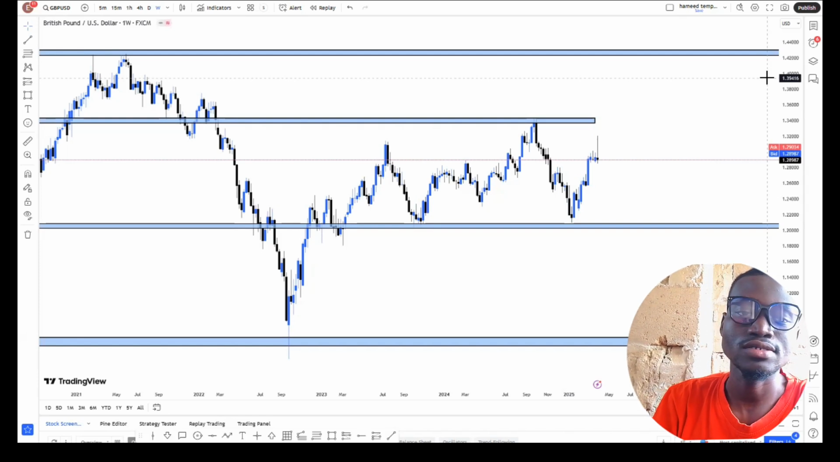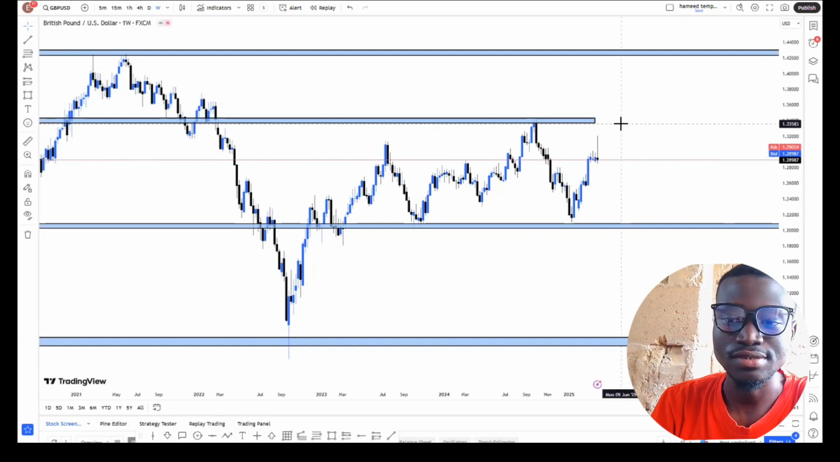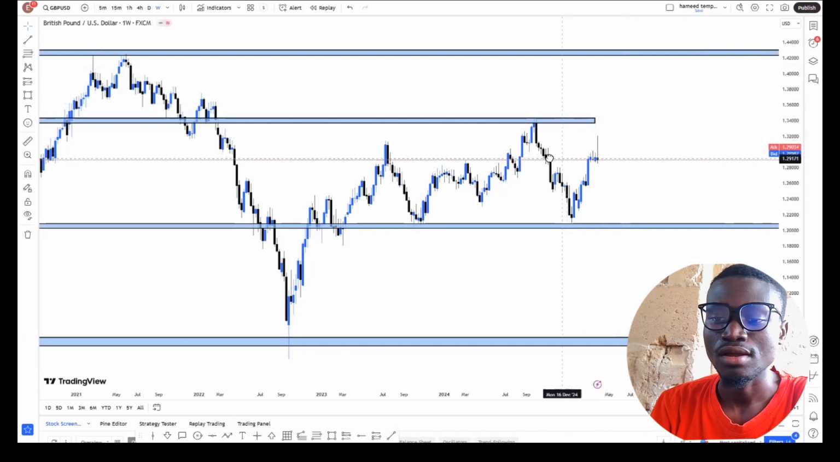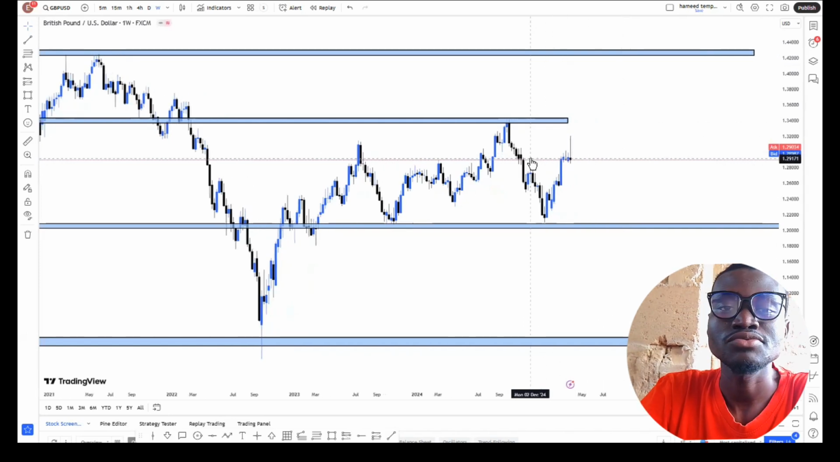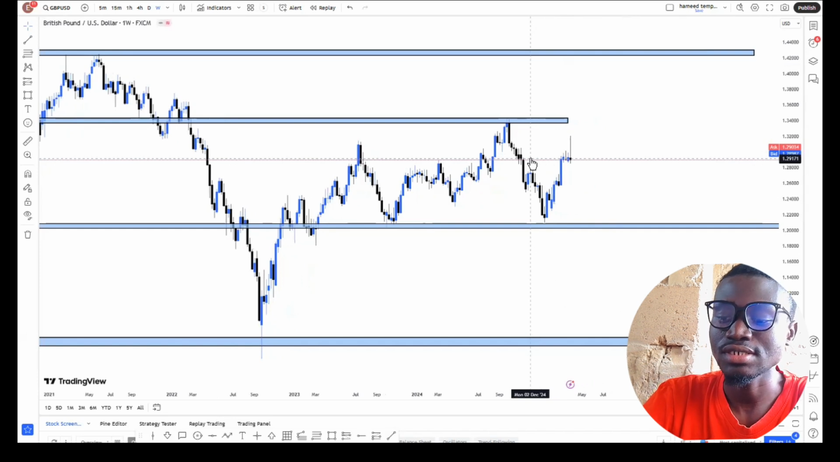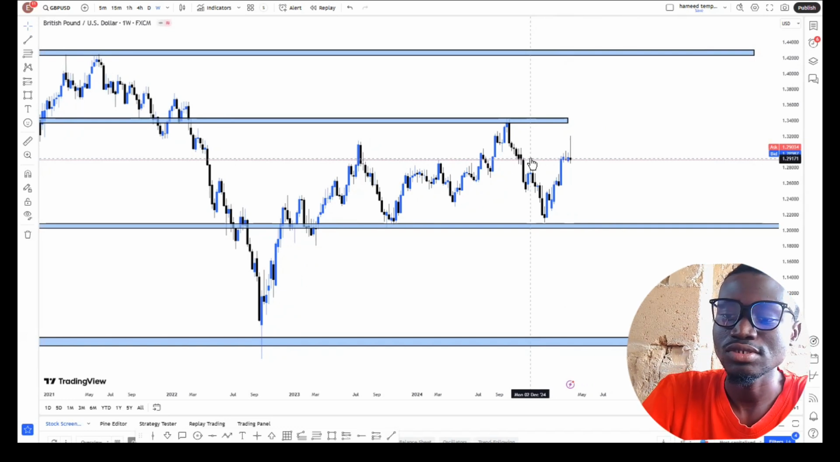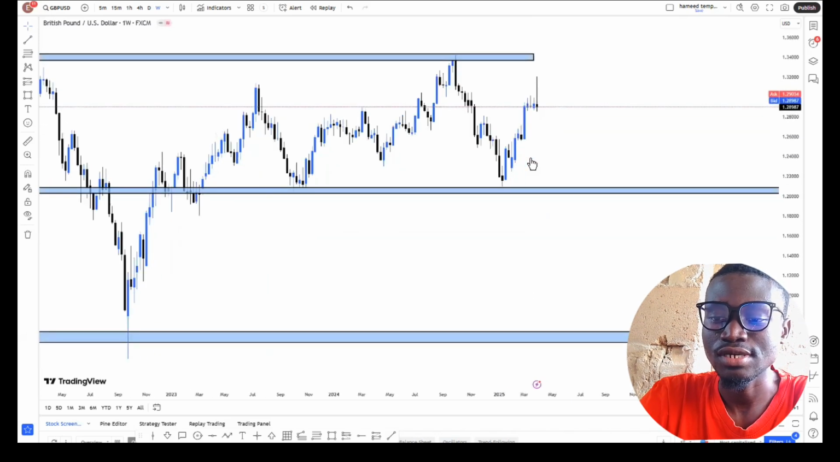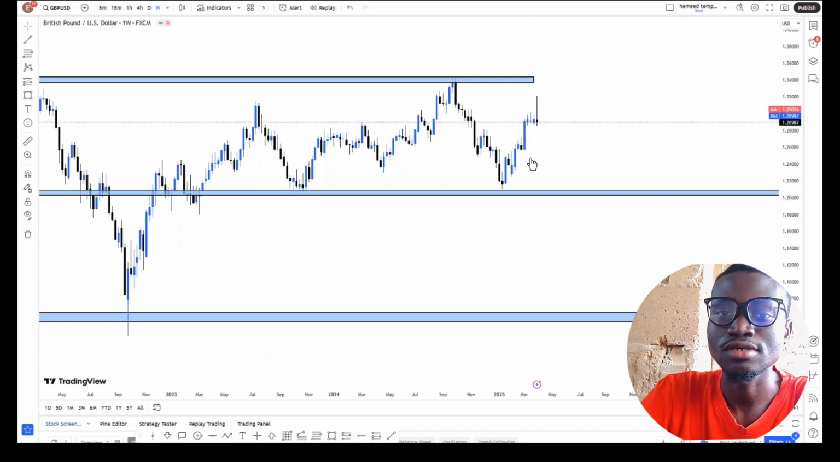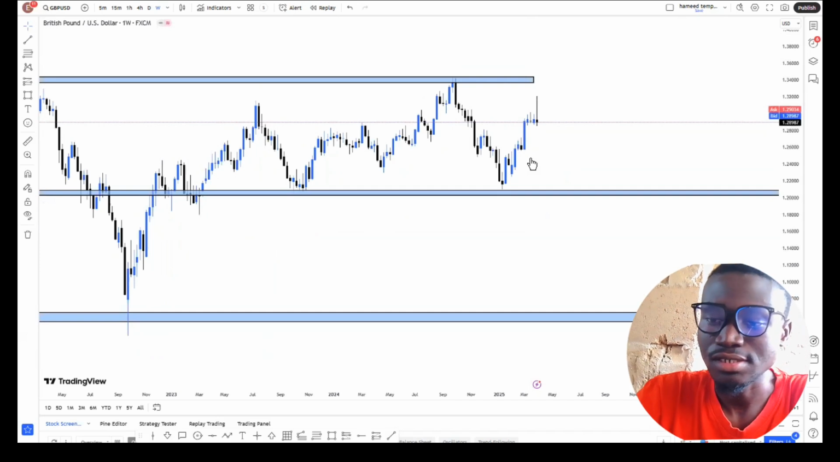Right now we have GBP USD on the screen, on the weekly time frame. We came to the weekly time frame to know what happened last week. On last week's candle, as we can see here, we have a weak rejection candle, which is like a pin bar. A pin bar which indicates a sell for us for last week. This candle here is indicating a sell for us.